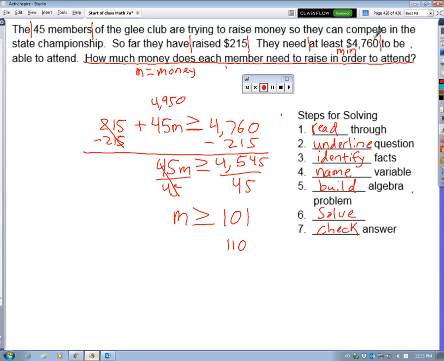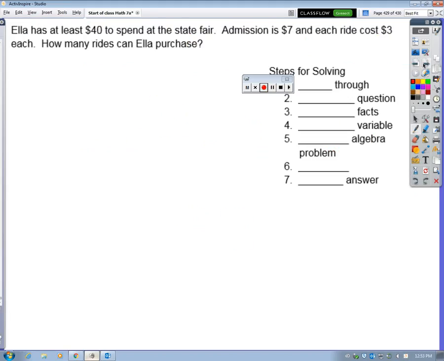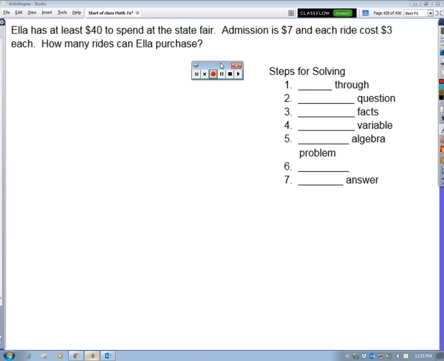Alright, let's check out another one. I got one more for us to solve here, and then I'm going to move you on to a try this problem. Let's go ahead and read through this. Ella has at least $40 to spend at the state fair. Admission is $7, and each ride costs $3 each. How many rides can Ella purchase?